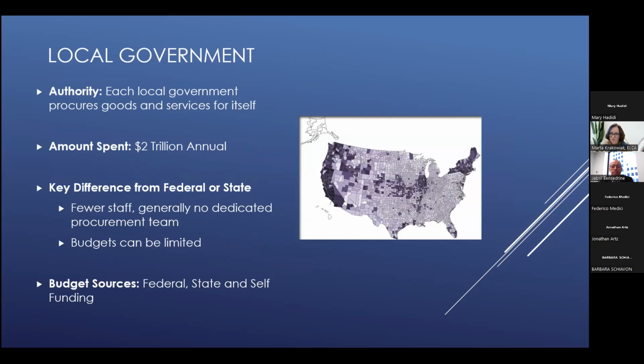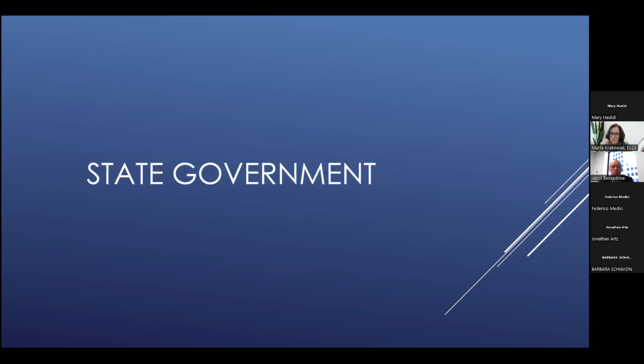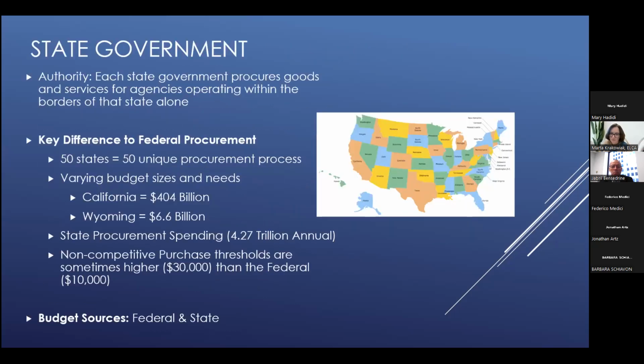One question on the state level, sorry. Do states usually have something similar to GSA? Like meaning some sort of agency that does the purchasing, or does every single agency at the state level have their own purchase process? Very insightful question.